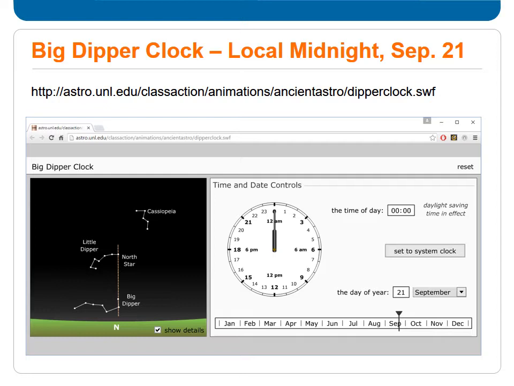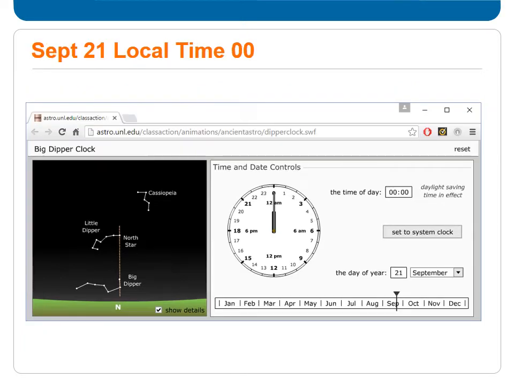Notice the clock in the Dipper clock simulation is a 24-hour clock and not the standard 12-hour clock that we typically see on the walls of offices. Let's look at how the Big Dipper clock arm moves over the course of a day. As the hour arm moves clockwise 1 hour on the 24-hour clock, the Dipper clock arm moves roughly 15 degrees counterclockwise. Watch.